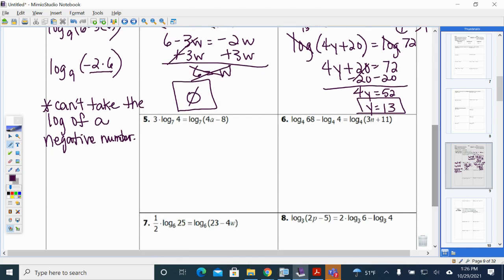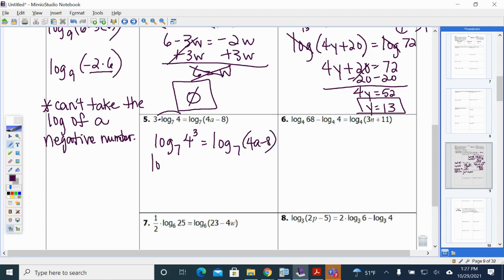Looking at number 5, it looks like there's 1 log on both sides. The issue is the 3 that's in front of the log. So this is not in condensed form. What we have to do with this 3 is move it so that it says log base 7 of 4 to the 3rd power, log base 7 of the 4a minus 8.